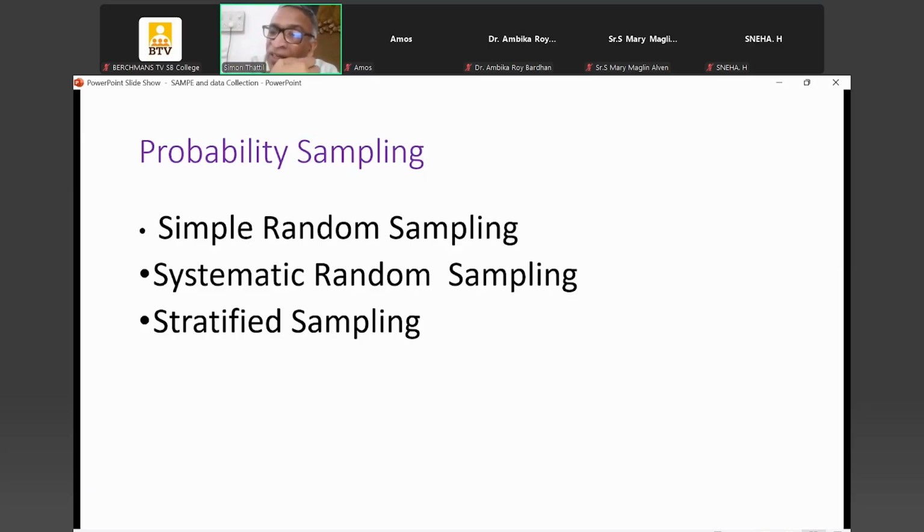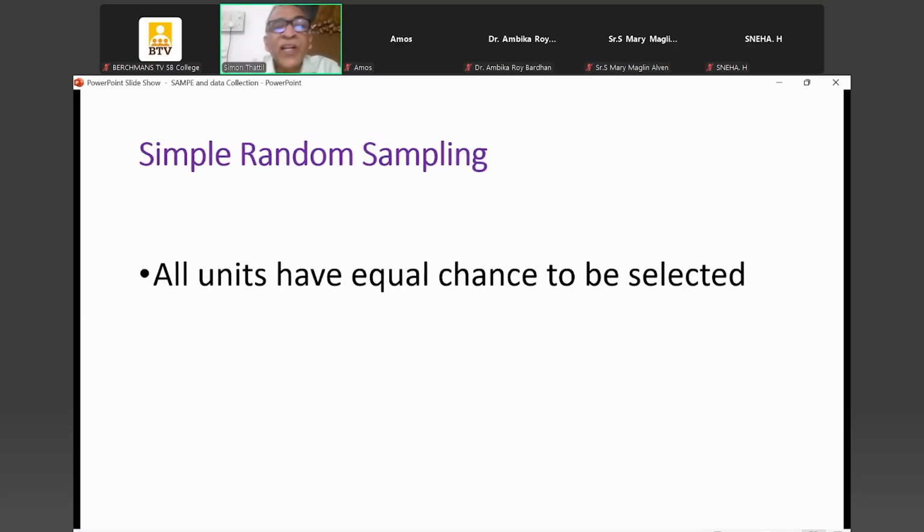It totally removes sampling bias. And I do not know which are the units which are getting selected because I'll be going by random numbers, or I'll be going by strata, or I'll be going by a systematic method. This is probability sampling. So it has three methods. Now let us come to each of these methods. First, simple random sampling. The basic feature is that all units have equal chance to be selected. Something like taking a lottery.